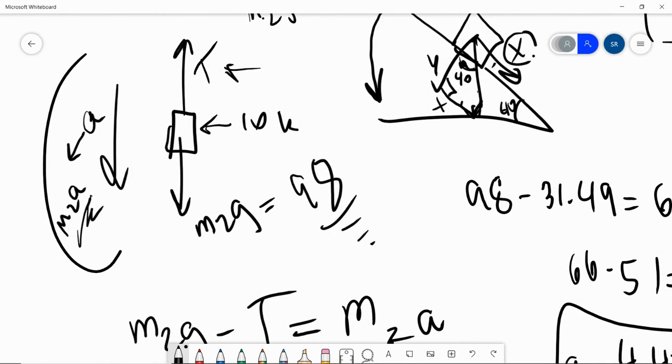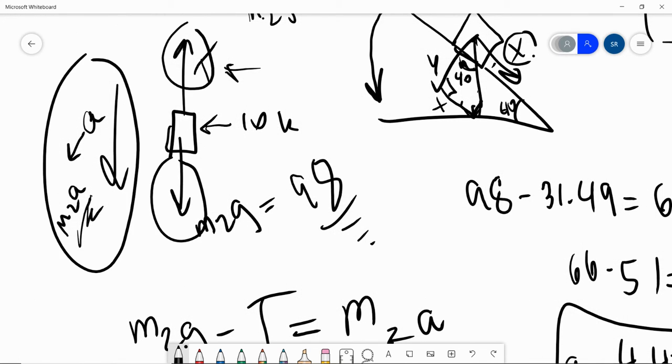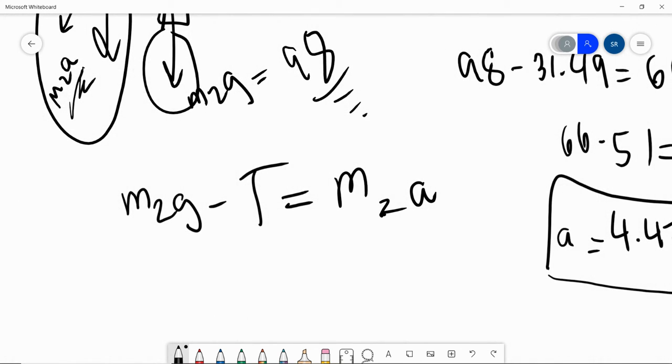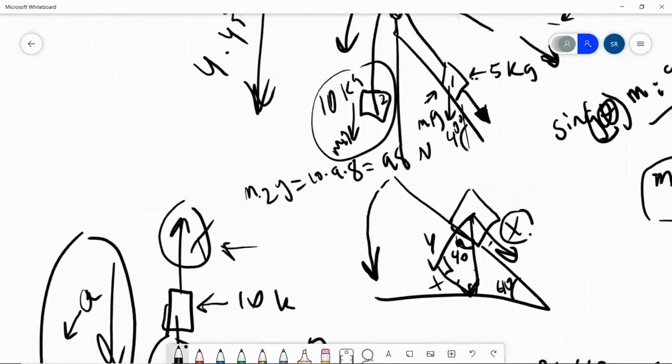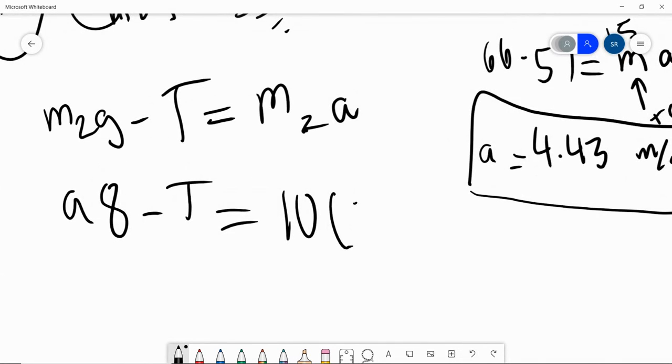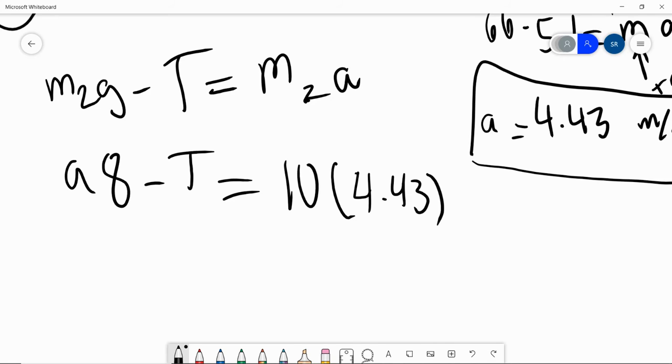And here the signs will also make sense. This is positive, this is positive, this is negative, since we assume that everything that's moving in this direction is positive. And then I go ahead and plug in my 98 minus T, and then M2A would simply be 10 times my acceleration that I found here, which is 4.43 meters per second squared. And now I could go ahead and actually evaluate this equation. 10 times 4.43, and that's 44.3.